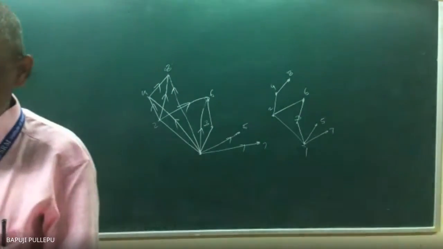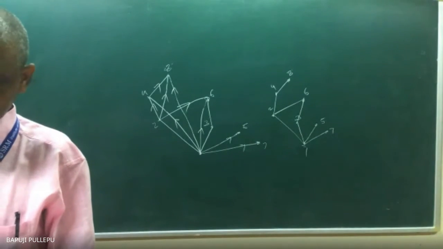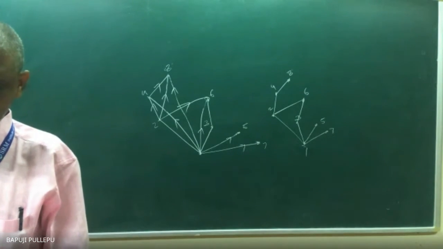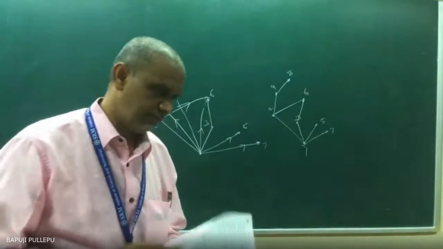So, for example, certain notes I will send you. Then next is Warshall's algorithm, the transitive closure. This one diagram I will do, which I will find out.